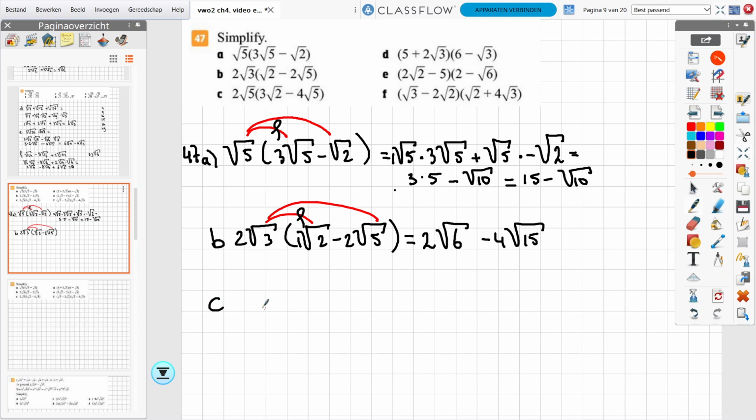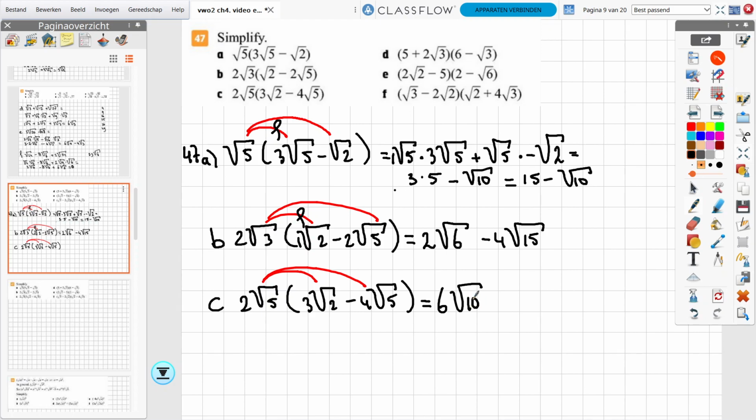Let's see. 2 root 5 times 3 root 2 minus 4 root 5. Again, what you're going to do is this. On the test you don't have to draw those red curves, right? But when I'm explaining, this helps some people. Let's see, the numbers in front of the roots times each other. 2 times 3 is 6. And then the root 5 times root 2 is root 10.